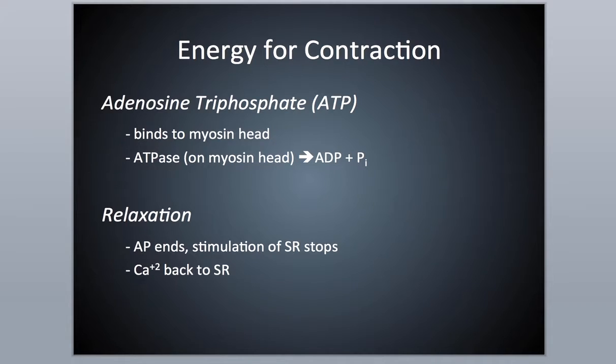Now, again, during muscular relaxation, the action potential, that electrical stimulation, is going to end. So that stimulation is going to end in the sarcoplasmic reticulum, thus calcium goes back to the SR as well. Also, there's going to be some more ATP binding, and we'll see that here in a second.